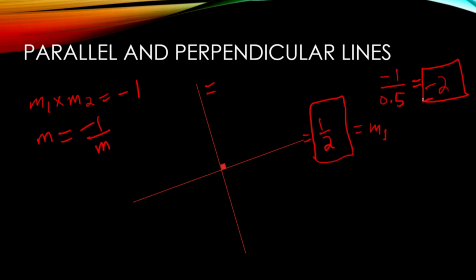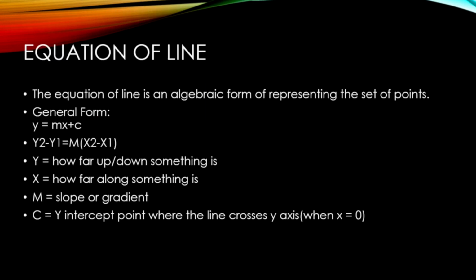Let's move on to equation of a line. So equation of a line. What is the equation of a line? It is just an algebraical form of representing the set of points. You already know the general form in your IGCSE math, which is y is equal to mx plus c. But in A level math, you will know this, which is just the formula for the gradient, change in y over change in x, written in another form.